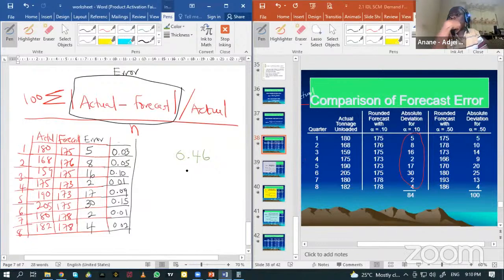Good. Now, we are supposed to multiply it by 100. So 0.46 multiplied by 100 is going to give us 46. Divided by the number of periods. How many periods do we have? 8. So the answer is 5.76%.